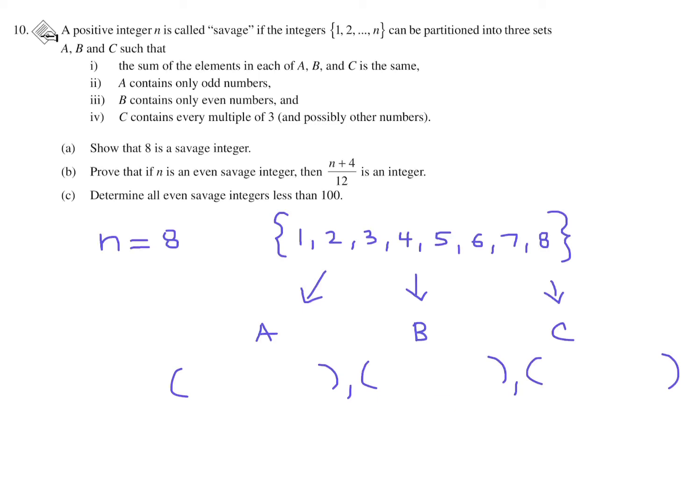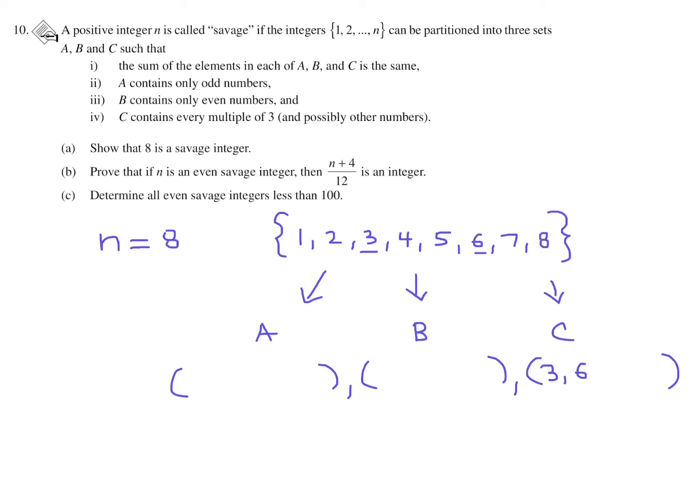Okay? The next condition is that I can only put odd numbers in this A, I can only put even numbers in B, and C has to contain every multiple of 3. Okay, so let's first start with C, because I think that's easiest. Every multiple of 3. So that's 3 and 6. That has to go into C. Now, like they say, and possibly other numbers, but we don't know those numbers yet.